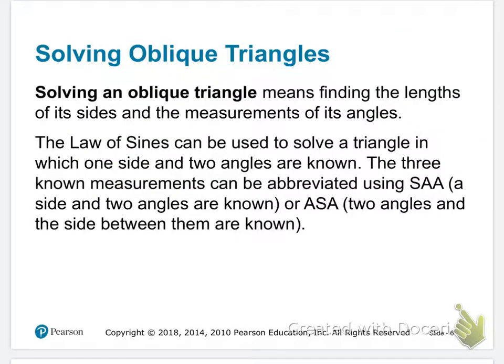Solving an oblique triangle means finding the lengths of its sides and the measurements of its angles. The law of sines can be used to solve a triangle in which one side and 2 angles are known, or the triangle's known measurements can be abbreviated as side angle angle or angle side angle.